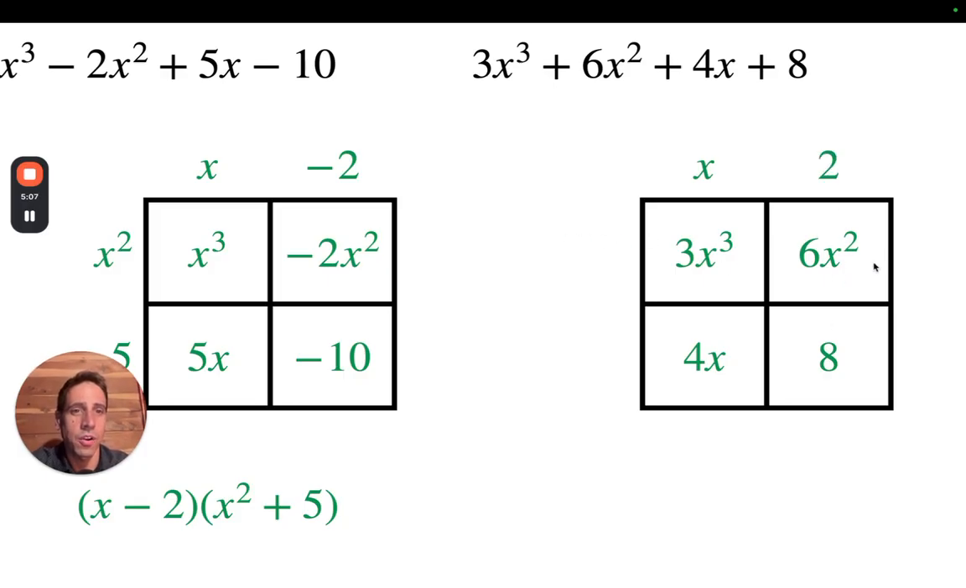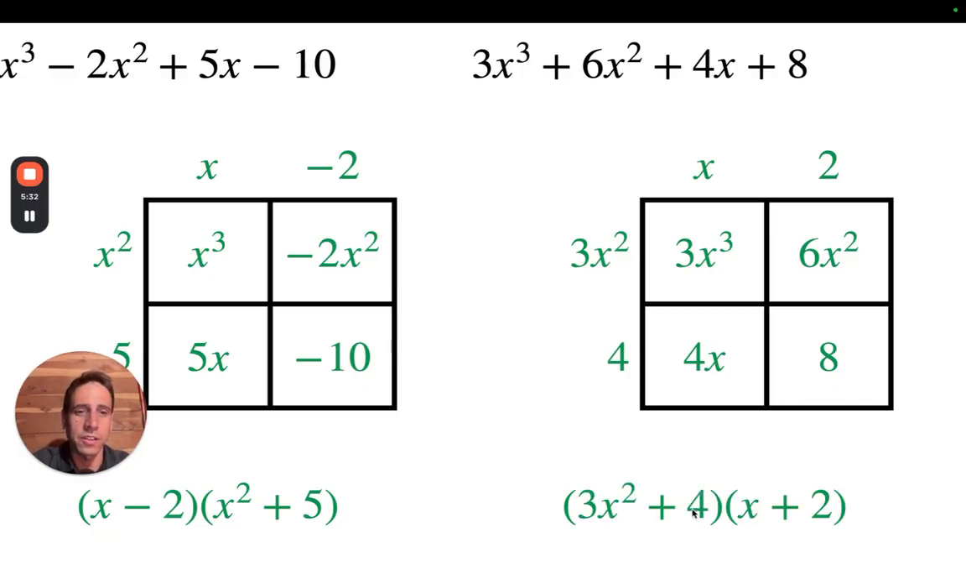Greatest common factor horizontally. What if you didn't know what it was? You could also ask, what times x gives me 3x cubed? It is 3x squared. What times x gives me 4x? It's 4, which also happens to be the greatest common factor down here. Then we can see down here, now we have what we need in order to write the factored version. It looks like this: 3x squared plus 4 times x plus 2.